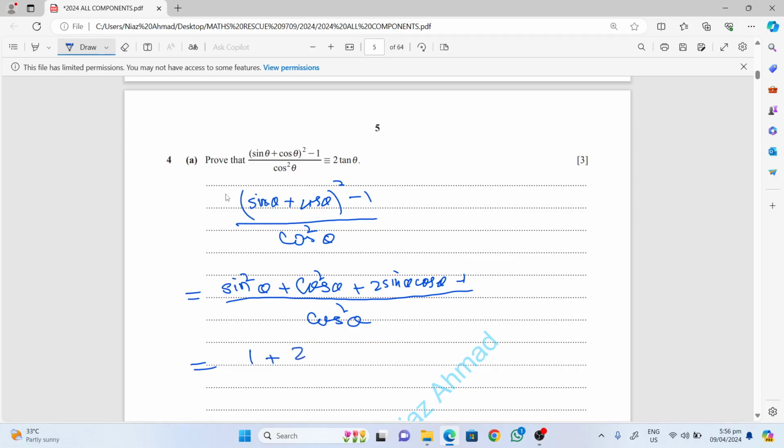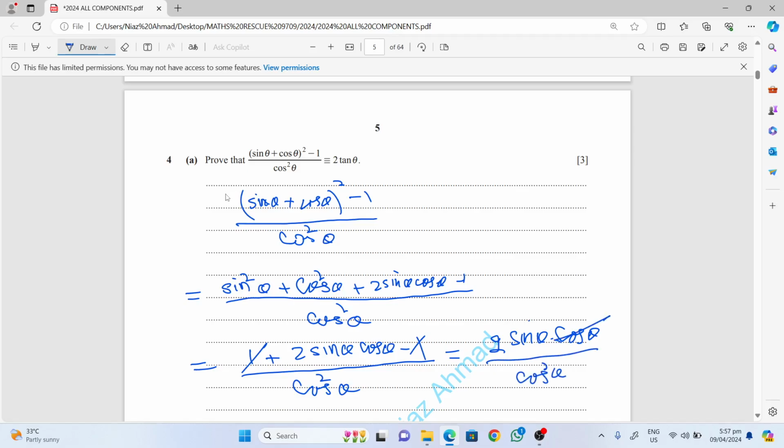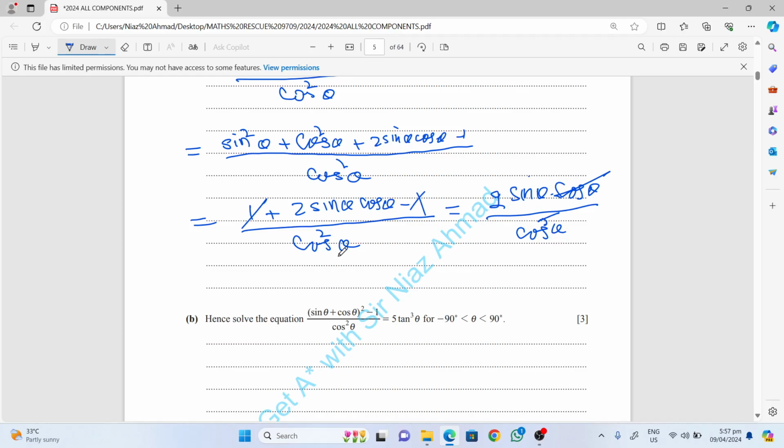1 plus 2 sine theta cos theta minus 1 over cos square theta. This 1 cancels this 1, so it's 2 sine theta cos theta over cos square theta. Cos theta and square cancel each other, and sine theta over cos theta is tan theta. So it's 2 tan theta, shown. You can say we have proved the identity.